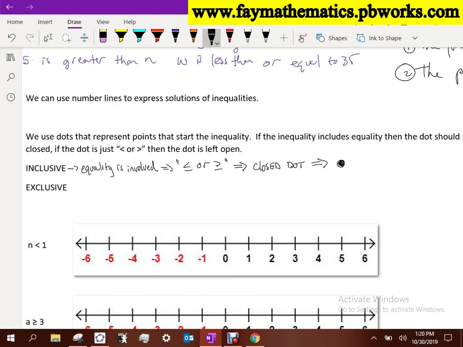So inclusive means equality is involved. We're going to keep the number that shows up in our inequality, and it's going to be part of our answer. Algebraically, with the symbols, it's the less than or equal to or the greater than or equal to one. That means you'll hear me say closed dot, open dot. It's the closed dot.